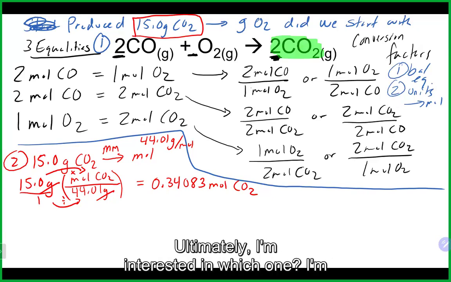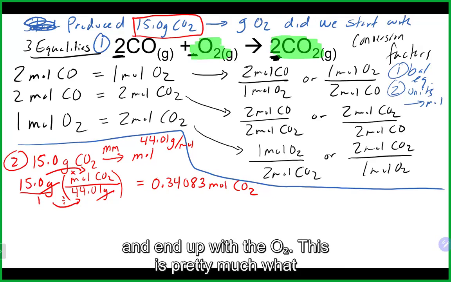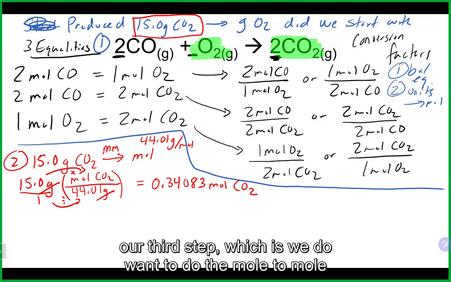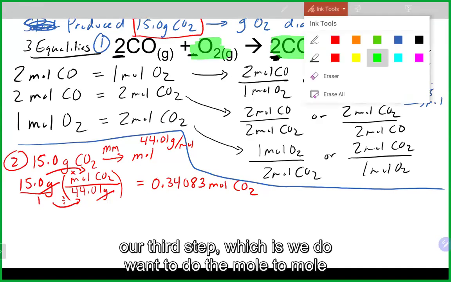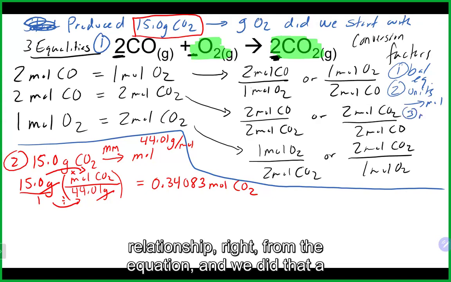Ultimately, I'm interested in which one? I'm interested in grams of O2. So I need a way to get rid of the CO2 and end up with the O2. This is pretty much what stoichiometry is. We need a conversion factor. And that is our third step, which is we do want to do the mole to mole relationship, right, from the equation. And we did that a second ago.